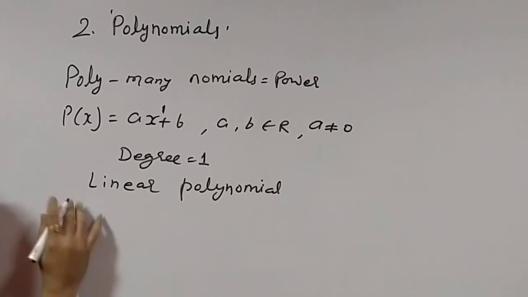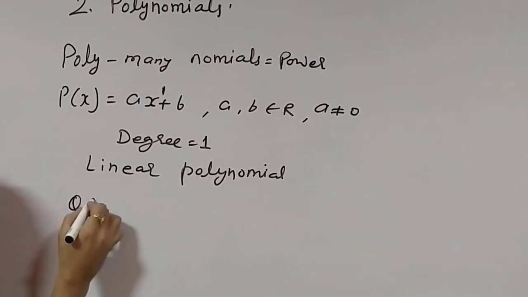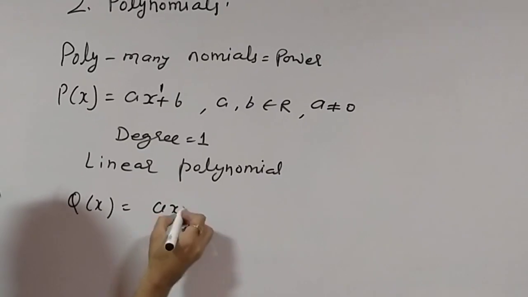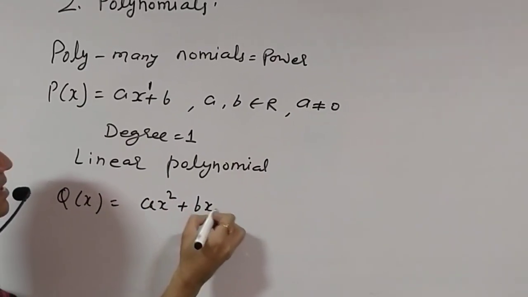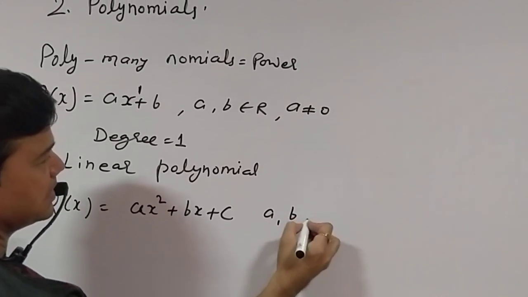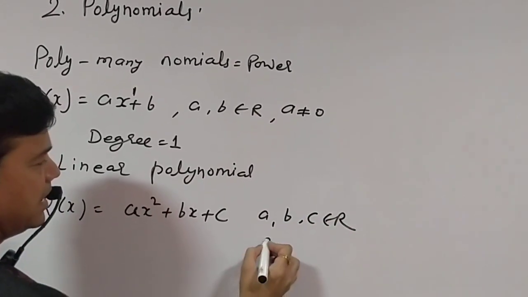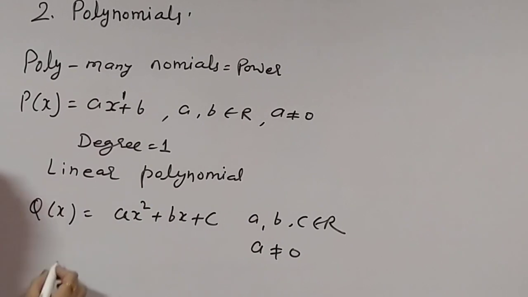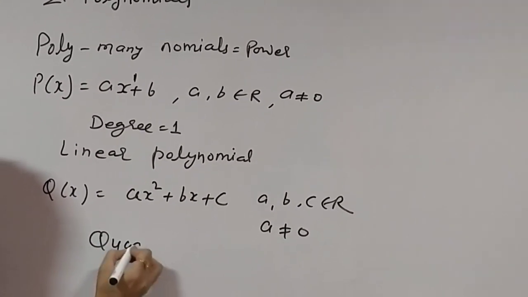If the degree is 2, suppose q(x) is ax square plus bx plus c. Here a, b, c are real numbers, and a must not be 0. That is called a quadratic polynomial.